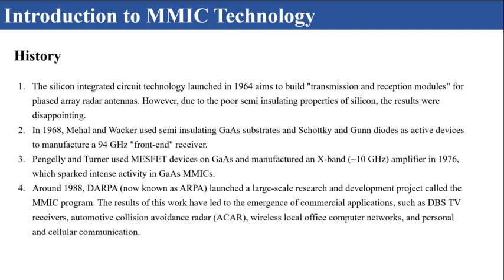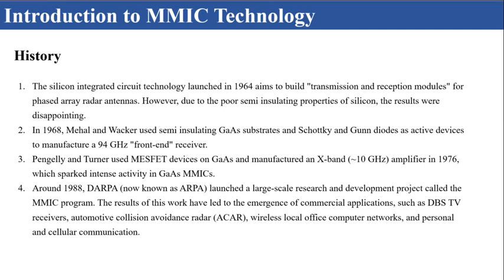And milestones include the silicon integrated circuit technology launched in 1964, which aimed to build transmission and reception modules for phase array radar antennas. However, due to the poor semi-insulating properties of silicon, the results were disappointing.